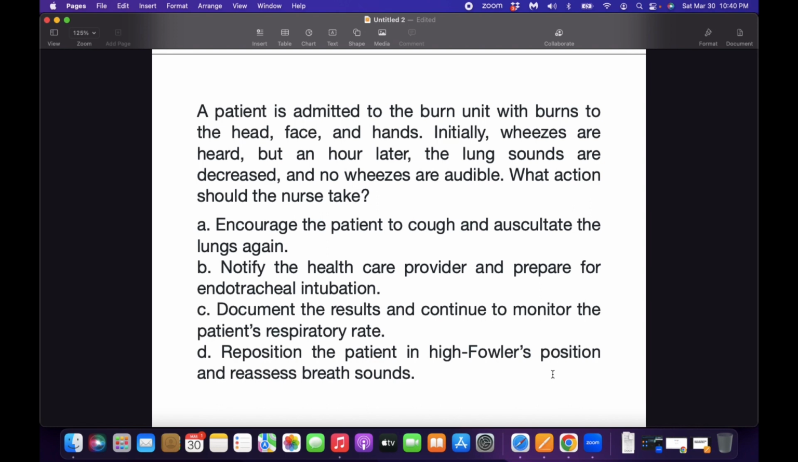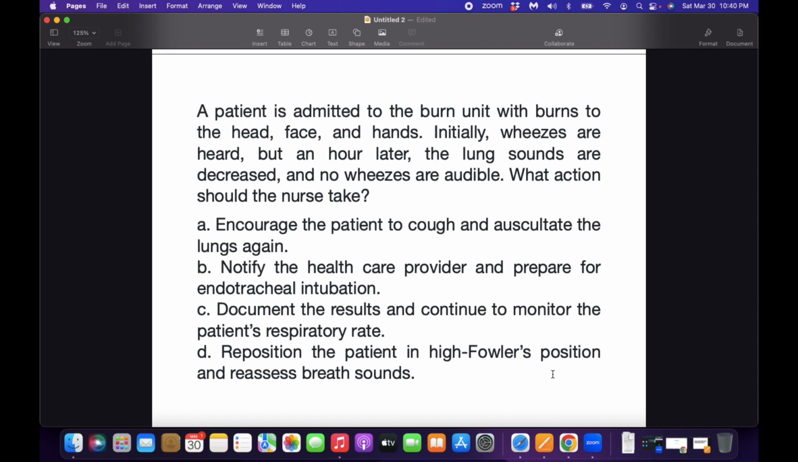A patient is admitted to the burn unit with burns to the head, face, and hands. Initially, wheezes are heard, but an hour later the lung sounds are decreased and no wheezes are audible. What action should the nurse take?